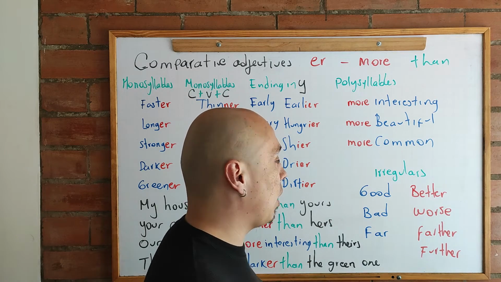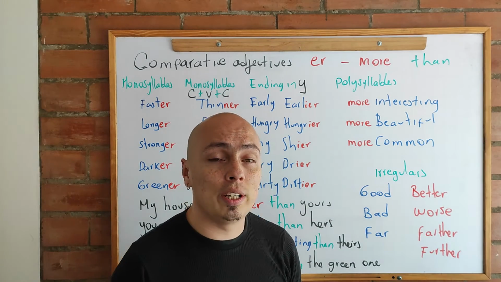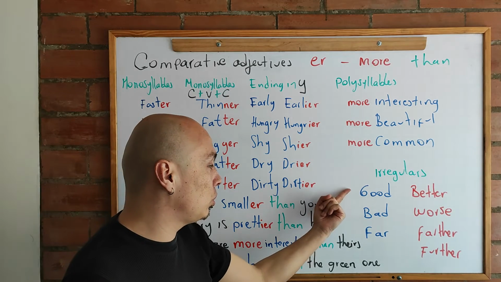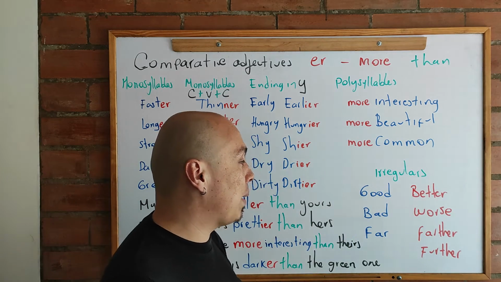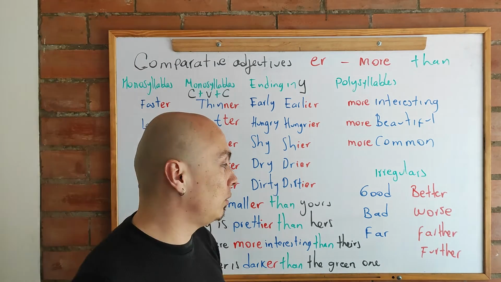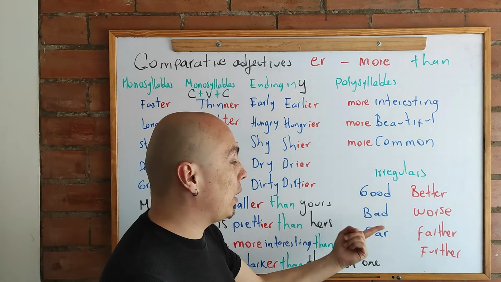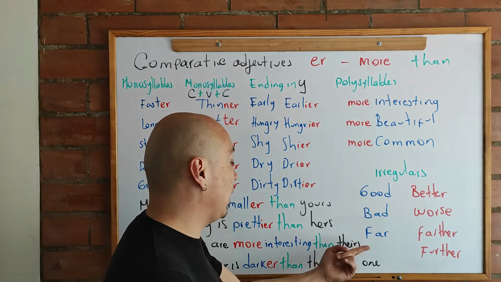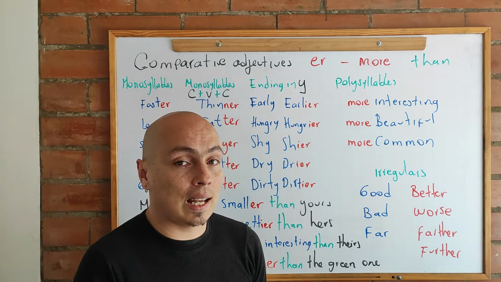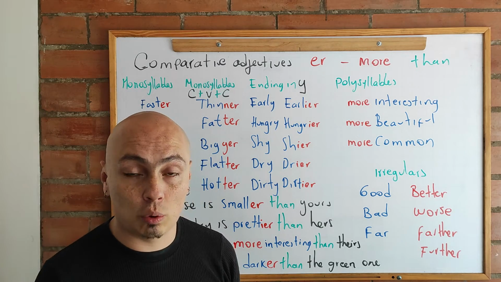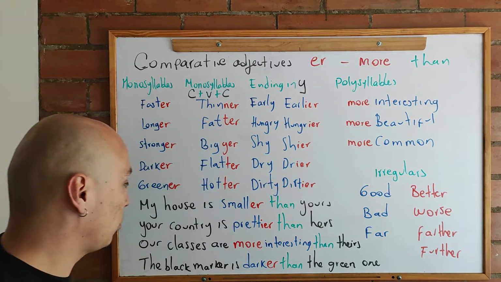Then we have the irregulars. We are going to use only 3 irregulars, which are good, bad, and far. So we say good in comparative transforms into better, bad in comparative transforms into worse, and far has 2 possibilities, farther and further. They are exactly the same. It's your decision which one you decide to use.